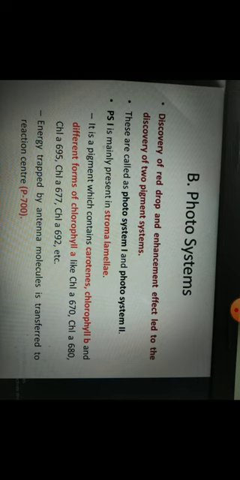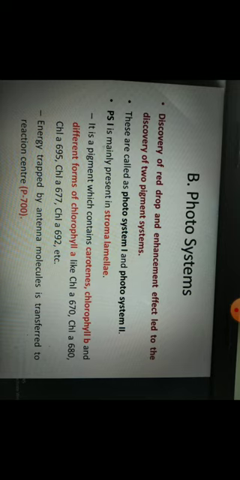The solar energy trapped by the antenna complex is ultimately transferred to P700. P700 is the reaction center of photosystem 1. Remember this point: P700 is the reaction center of photosystem 1. P700 means simply a special chlorophyll A molecule which absorbs in the region of 700 nanometer wavelength.